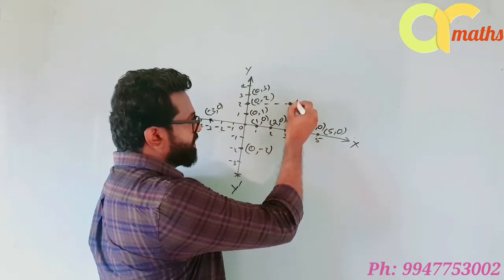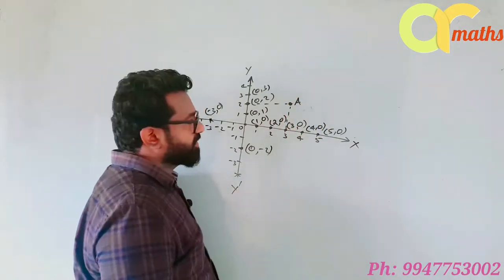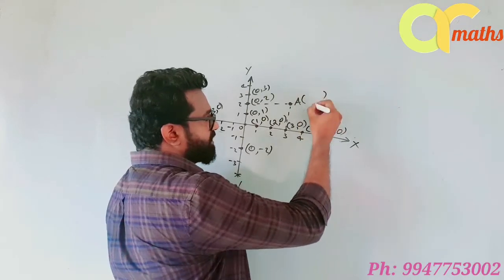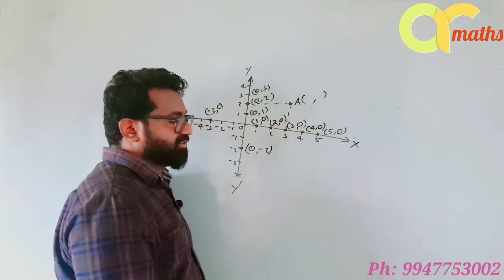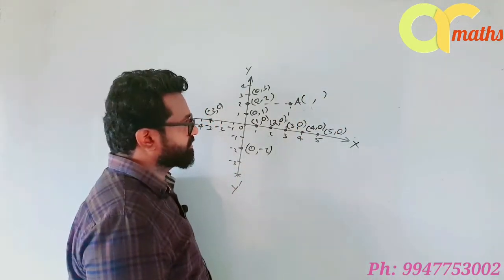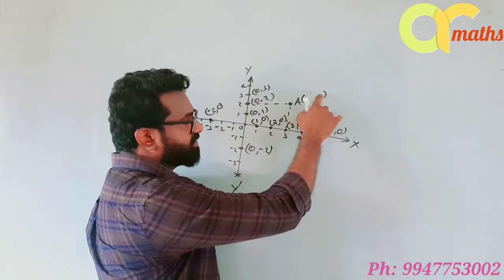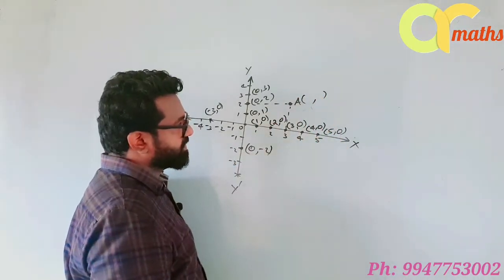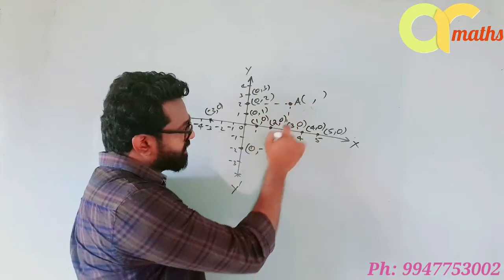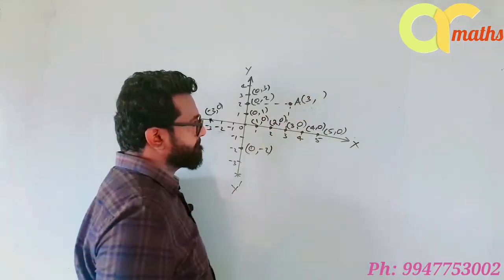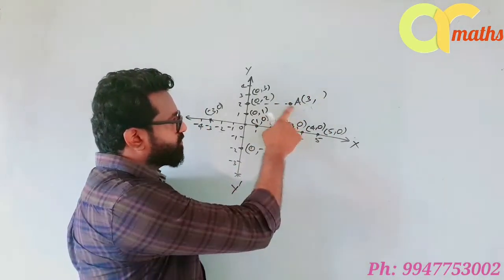So next, suppose a point A here. What is its coordinate? Write the value of x and y. What is the value of x of A? 3, comma. What is its corresponding y value?